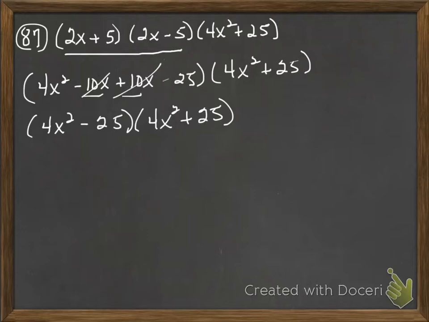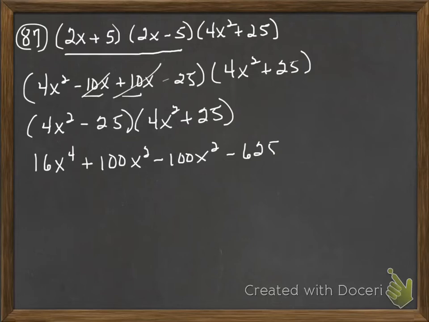So now we actually have another pair of binomials that are exactly the same except for their signs. So again, these are called conjugates. So the two middle terms, once we FOIL this out, should cancel. So 4x squared times 4x squared is 16x to the fourth. And then I get plus 100x squared minus 100x squared minus 625. So these two middle terms cancel out, just like we knew they would. And our final answer is 16x to the fourth minus 625.